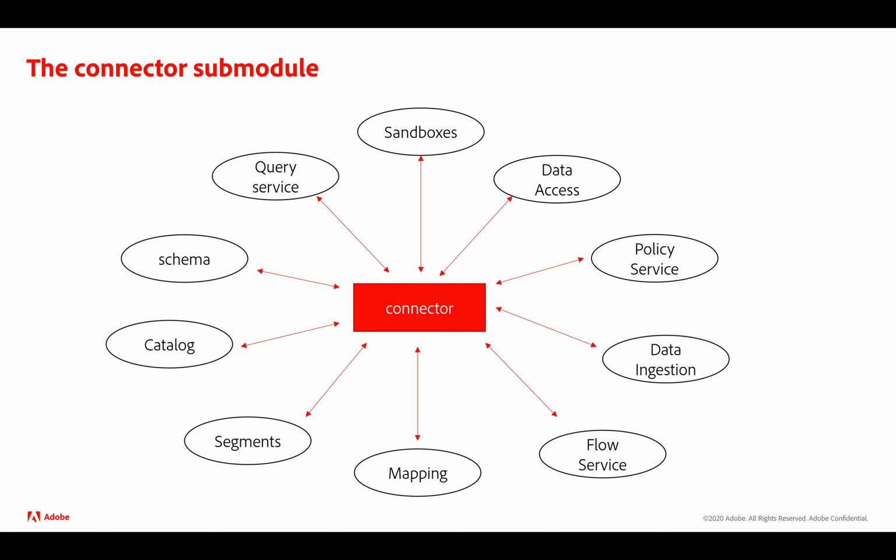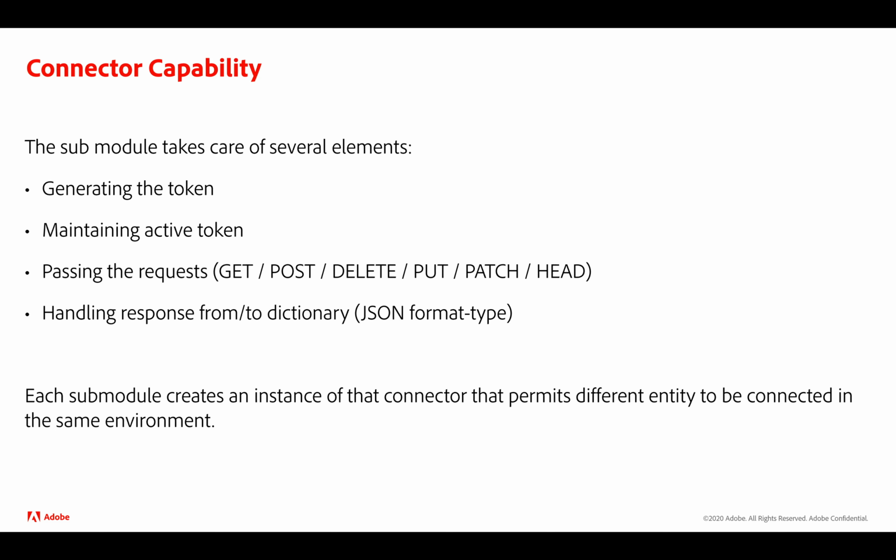To go into more details, everything is using the connector module. The connector module and class is actually handling the different elements needed for your request. It generates a token, it maintains the active token, it's passing the request from get, post, delete, put, patch, and head, and then handling the response to or from a dictionary, and could be as a data frame, even though that could be implemented in the method itself. We'll see how we can access that during our videos.